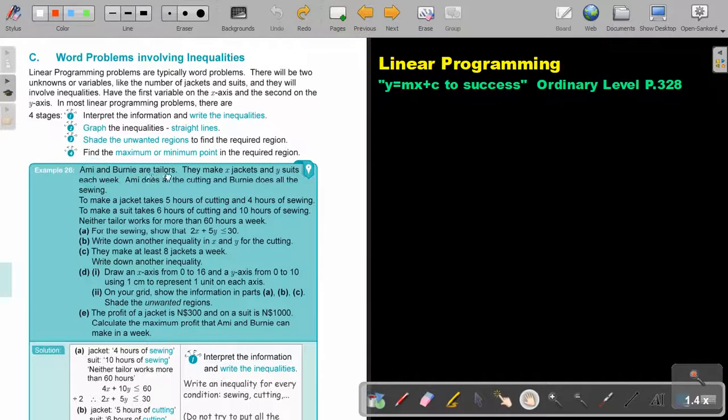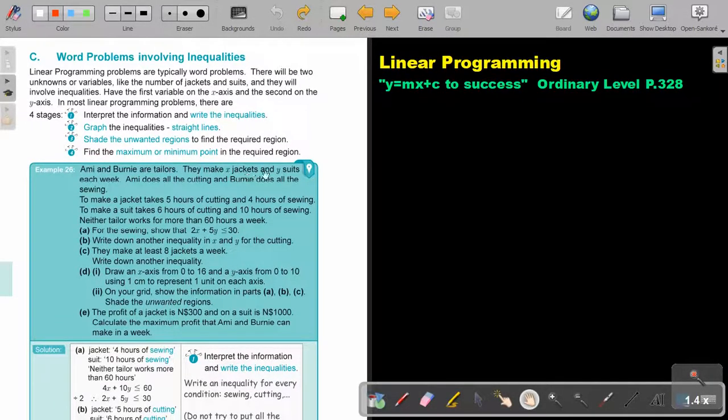Amy and Bernie are tailors. They make X jackets and Y suits each week. Amy does all the cutting and Bernie does all the sewing. To make a jacket takes 5 hours of cutting and 4 hours of sewing. To make a suit takes 6 hours of cutting and 10 hours of sewing. Neither tailor works for more than 60 hours a week.